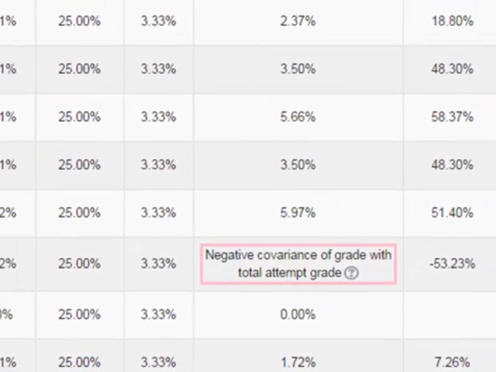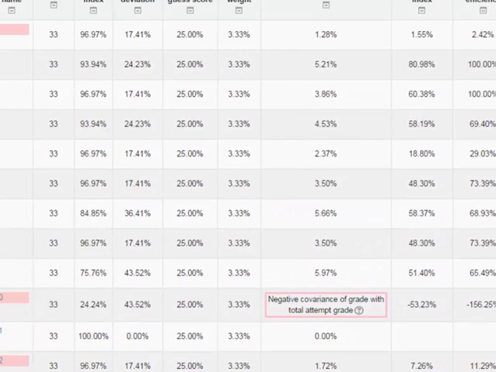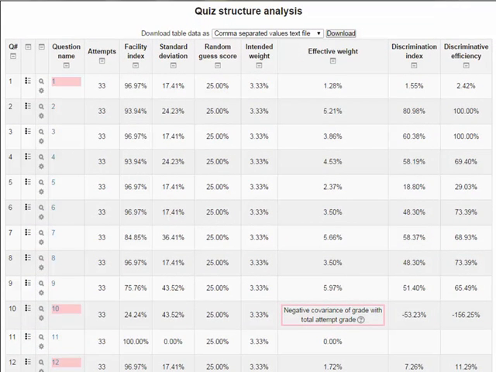It could simply be a bad question, as in the case here where there is not a clear answer. Negative covariance indicates that the better students were more likely to miss this question than were the weak students. These sorts of questions should be examined and perhaps dropped from the test and the student scores, or edited for future versions of the test.